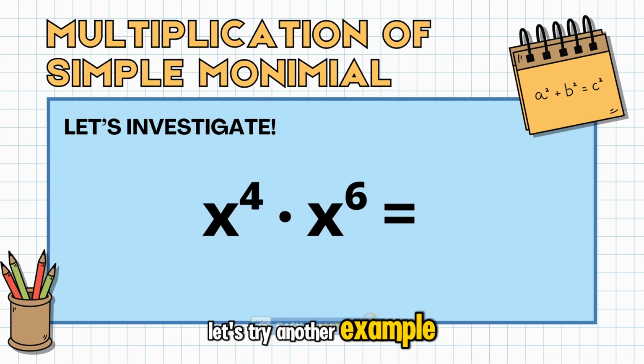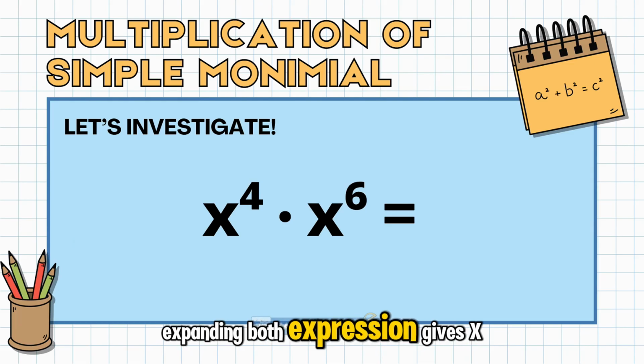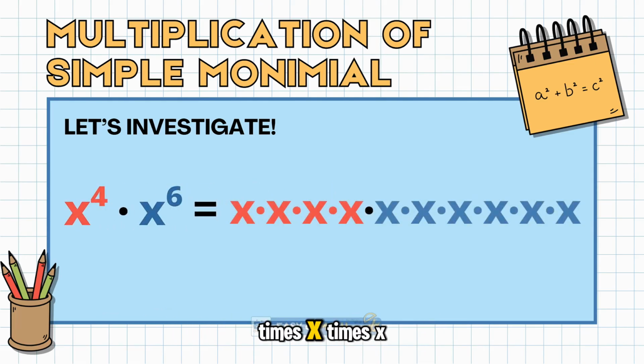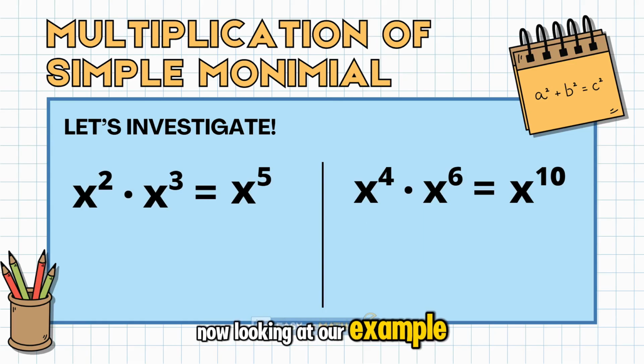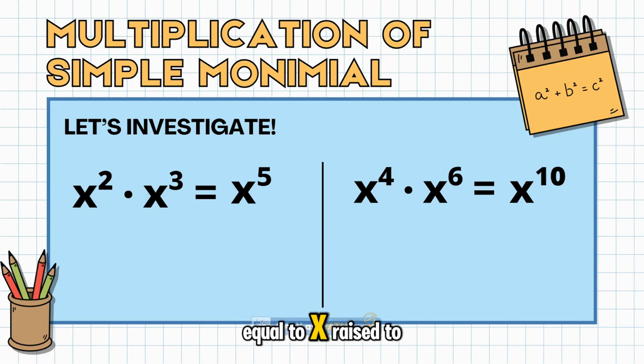Let's try another example. x raised to 4 times x raised to 6. Expanding both expressions gives x times x times x times x times x times x times x times x times x times x. How many factors of x are there altogether? There are 10 factors of x. Therefore, x raised to 4 times x raised to 6 is equal to x raised to 10. Now looking at our examples, x raised to 2 times x raised to 3 is equal to x raised to 5, while x raised to 4 times x raised to 6 is equal to x raised to 10.